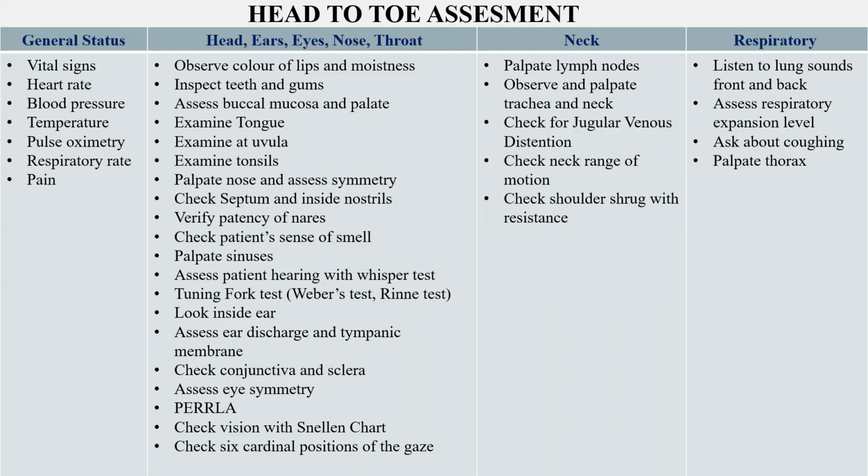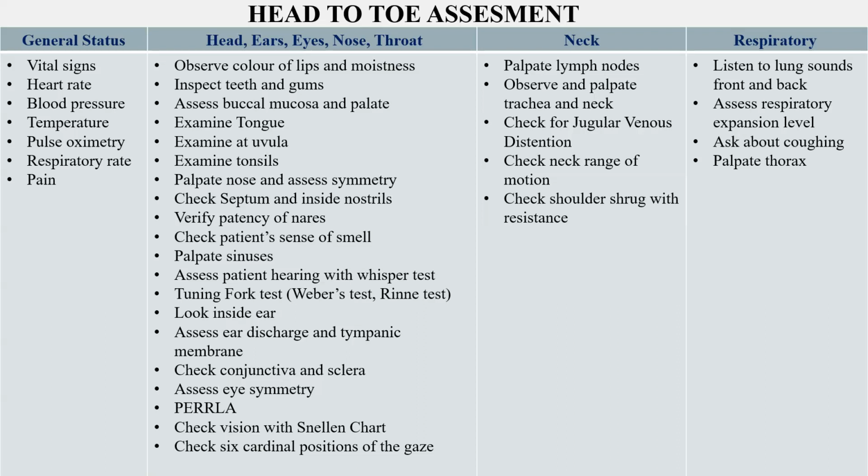Check the 6 cardinal positions of the gaze. That means the movement of the eyeball upward. Second is the downward and outward movement. Third is the outward movement. Then inward movement, upward and outward movement. And last is the downward movement.